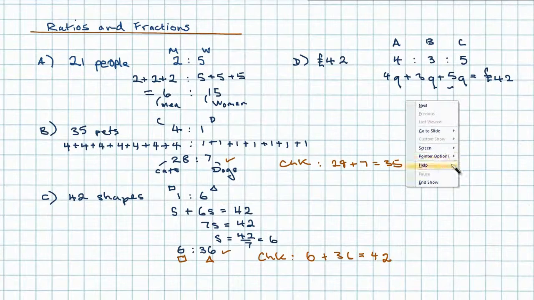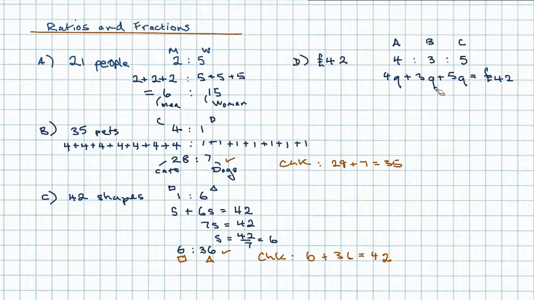Not 7Q, 7Q plus 5Q, 12Q. Okay, 12Q gives us £42. So what does Q equal? Well, that's going to give us a kind of fraction, because we've got 42 over 12, which isn't going to give us a whole number. So we've got a fractional scalar this time.